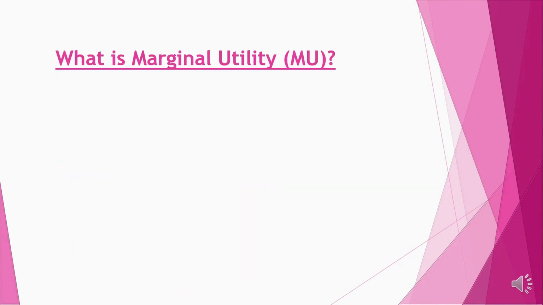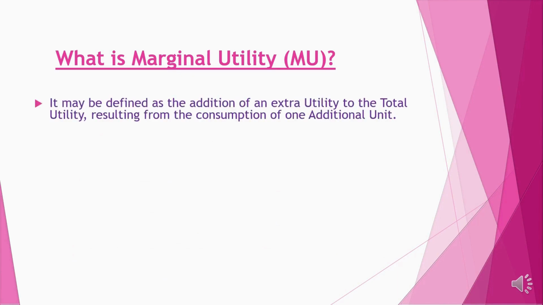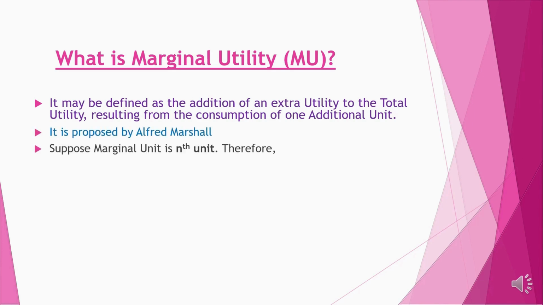Now let us see what is marginal utility, that is MU. It may be defined as the addition of an extra utility to the total utility resulting from the consumption of one additional unit. This utility derived from the last unit consumed can be measured by the change in total utility, that is delta change. It was proposed by Alfred Marshall. Suppose the marginal unit is the nth unit, then we can calculate marginal utility by the given formula.